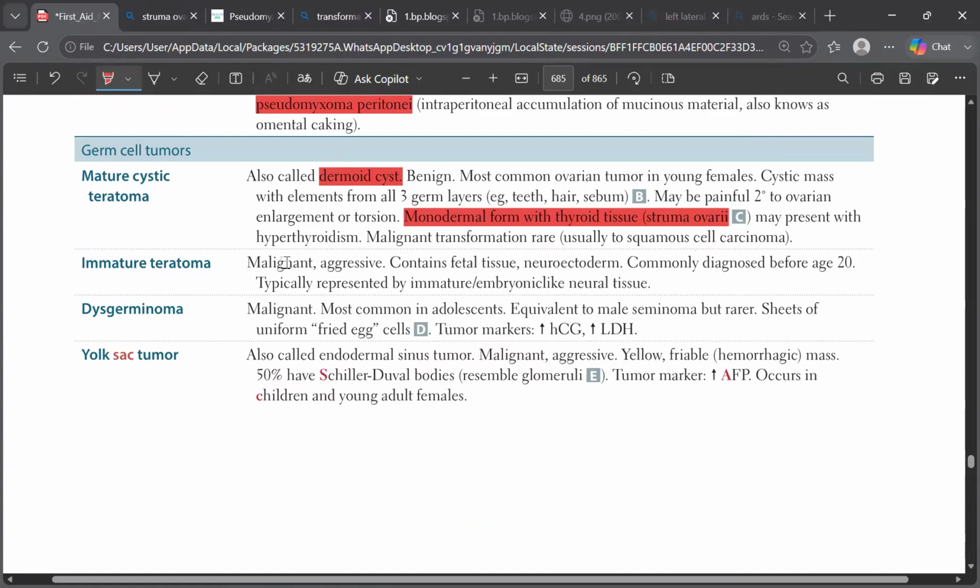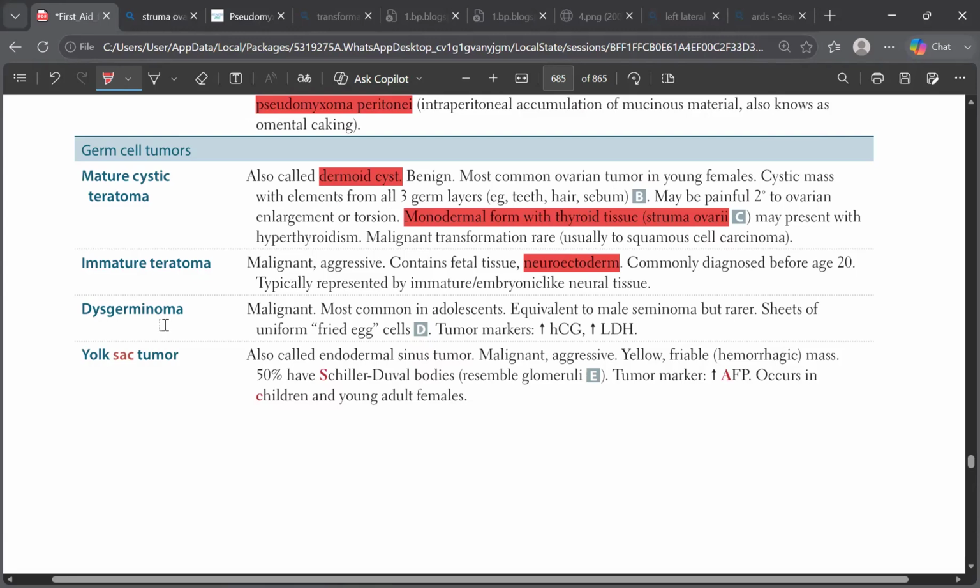An immature teratoma is malignant, it is aggressive, it contains fetal tissue, neuroectoderm, commonly diagnosed before age 20, typically presented by immature or embryonic-like neural tissue. So basically, if a teratoma is malignant, aggressive, and has neuroectoderm in it, then it is an immature teratoma. If it has multiple tissues, it is a dermoid cyst or a mature cystic teratoma, and a monodermal form of mature cystic teratoma would be the form with thyroid tissue, which is known as struma ovarii. Malignant transformation of mature cystic teratoma is rare, but the immature teratoma is malignant.